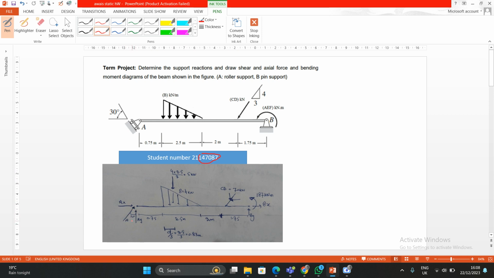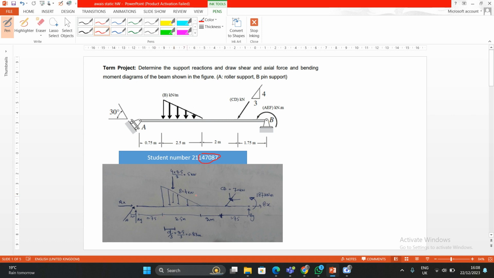So we have X and Y. Here we have pin support, so we have two unknowns, and also we have a moment, which is AEF, so it becomes 187. And here we have CD, which is 70, and here we have 4 kilonewton per meter, but I multiplied by the distance, so it becomes rectangular, divided by 2, it's triangular, so it's 5 kilonewton. It is a point load, but where will it be located? So here distance divided by 3, it will be located at 0.83 meter.